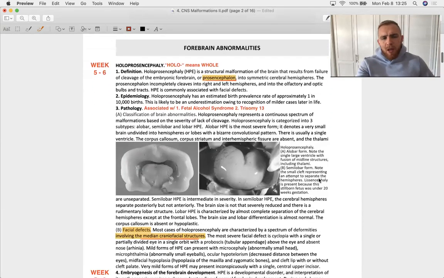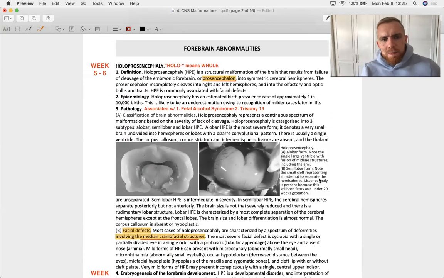Let's get into it. 4 brain abnormalities. Holoprosencephaly. Well, holo means whole or one. And prosencephalon, well, that's the forebrain. And so that's what you have before the brain divides into hemispheres. So, right, you have a left and a right hemisphere.